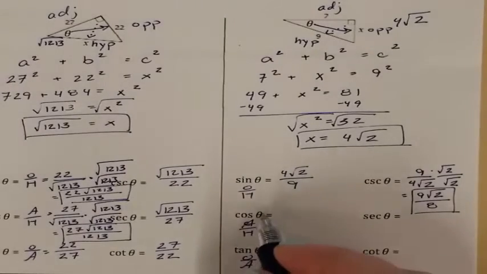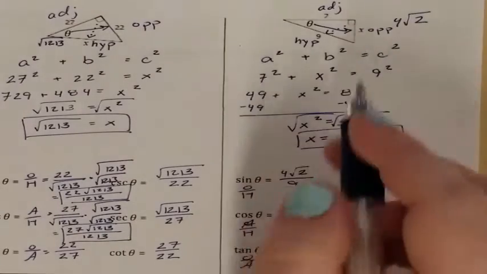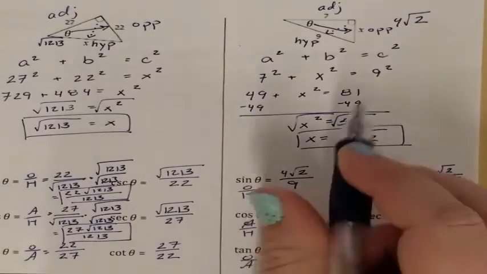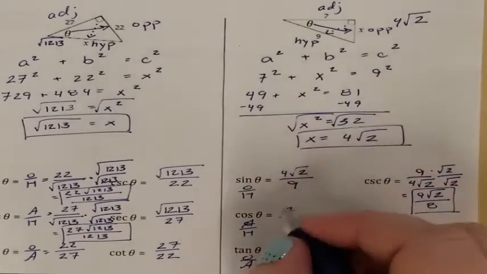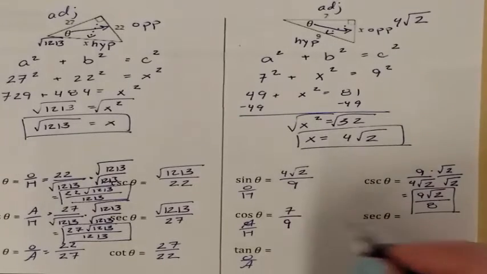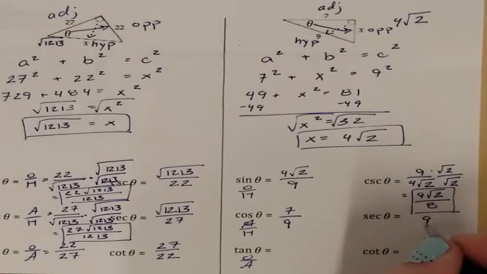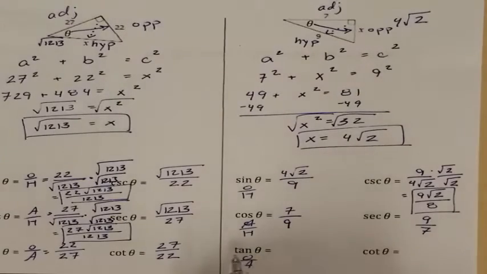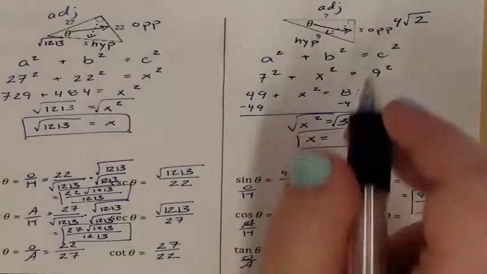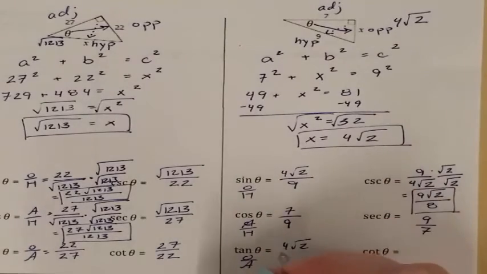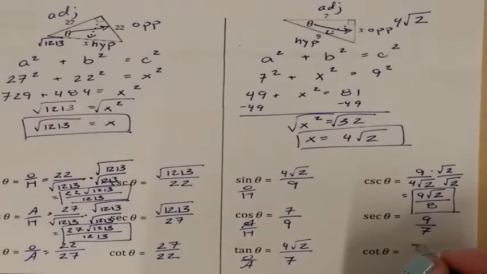Let's do cosine of theta. So I need my adjacent, which is 7, all over the hypotenuse, which is 9. So my answer is 7 over 9, which means my secant is 9 over 7. Now tangent. Tangent is opposite, so that's 4 root 2, all over adjacent, which is 7. If this is tangent, cotangent needs to be the reciprocal, so here is the reciprocal.